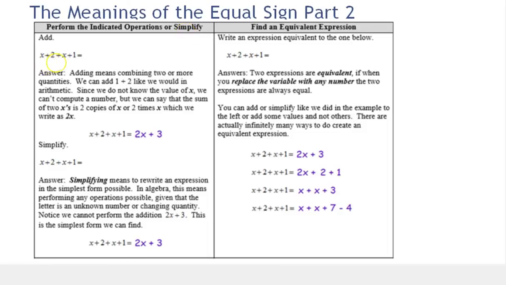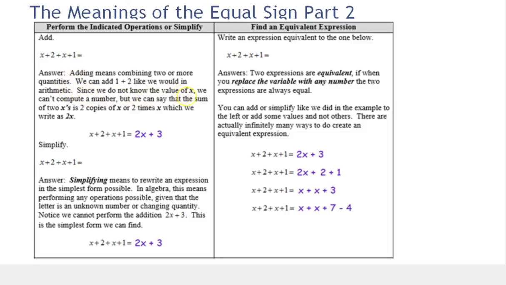Here we have x plus 2 plus x plus 1, and we're told to add in this case because all the operations are addition. Adding means combining two or more quantities. We can add 1 plus 2 like we would in arithmetic, and we have the commutative property, so we can move these around, and that would be 3.